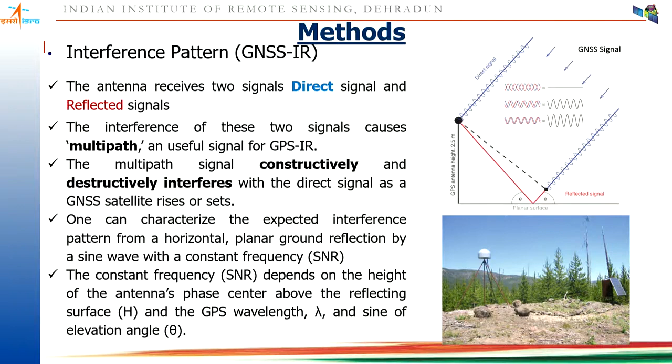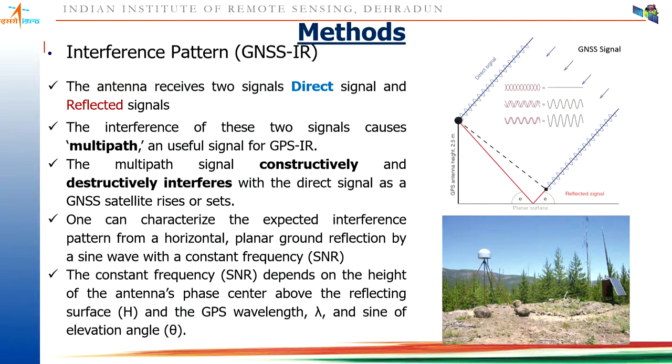The interference of these two signals causes multipath, and as usual for GPS IR, the multipath signal constructively and destructively interferes with the direct signal as a GNSS satellite rises or sets. One can characterize the expected interference pattern from a horizontal planar ground reflection by a sine wave with a constant frequency, and the constant frequency depends on the height h of the antenna phase center above the reflecting surface, the GPS wavelength lambda, and the sine of the elevation angle.